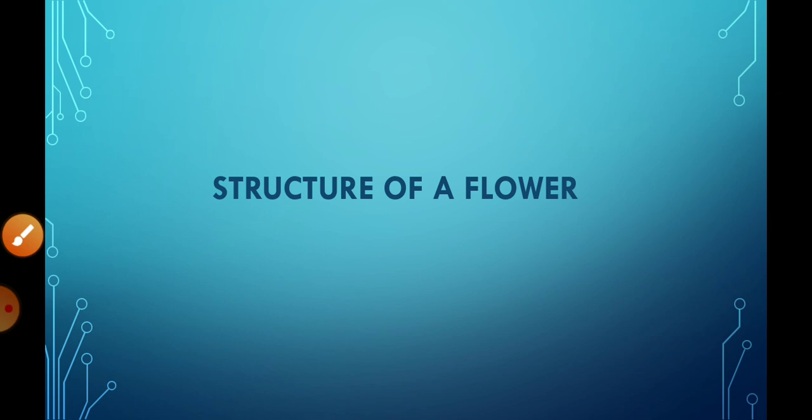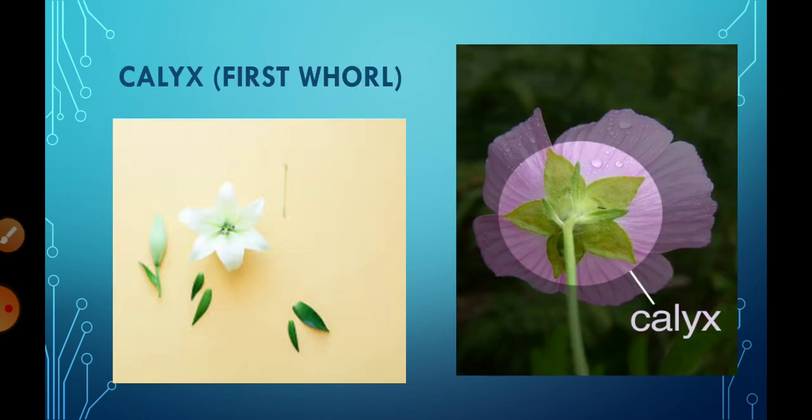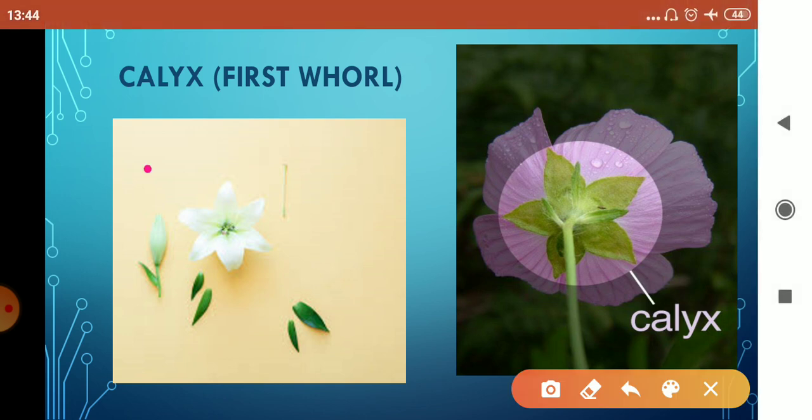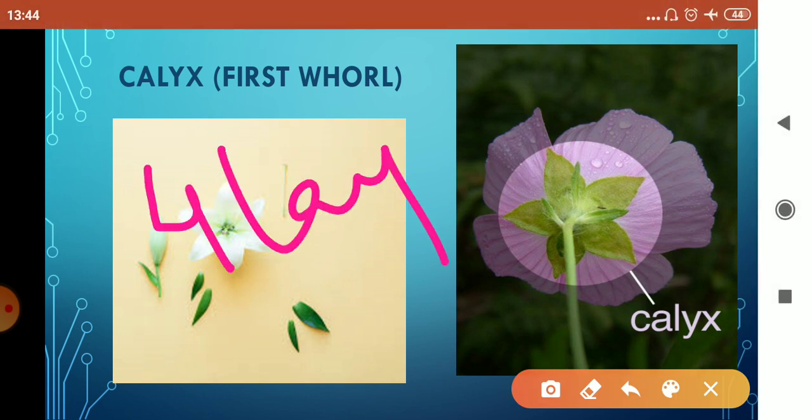Let's move on to the structure of a flower. Children, I'm going to start with the first whorl. Now, first of all, you should know what a whorl is. Whorl means a layer present in a flower. So basically, there are four layers in a flower, four whorls in a flower, and in this video I'm going to discuss the four whorls, that is calyx, corolla, androecium, and gynoecium.